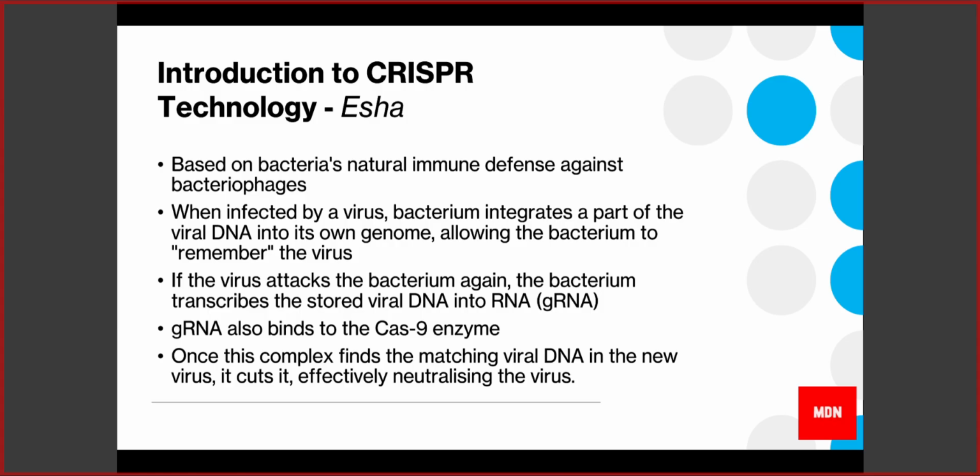Essentially, when infected by a virus, a bacterium will incorporate a part of the viral DNA in its own genome. These spacer sequences are stored in what's called a CRISPR array. This helps the bacteria remember the virus, kind of like memory cells in the human immune system. If the same virus attacks again, the bacterium transcribes the stored viral DNA into RNA, sort of like protein synthesis. This guide RNA binds to a Cas9 enzyme, and once this gRNA Cas9 complex finds matching DNA in the new virus, it cuts it, effectively neutralizing the virus.